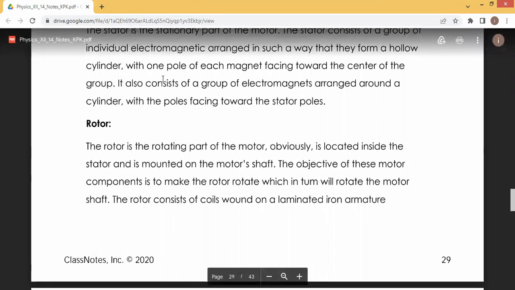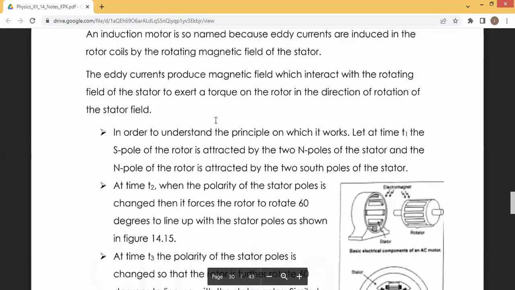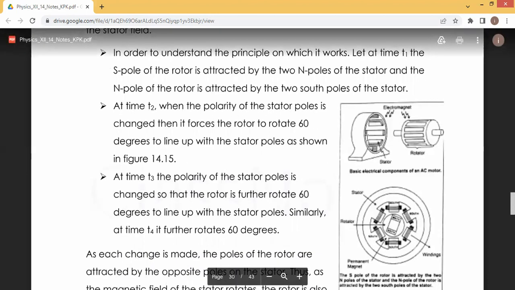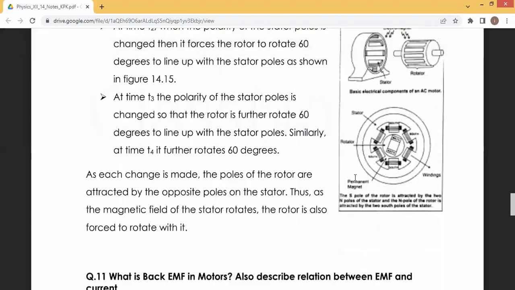The rotor is the rotating part of the motor, located inside the stator and mounted on the motor shaft. The objective of these motor components is to make the rotor rotate, which in turn will rotate the motor shaft. Okay, that's basically the stator, and this is the rotor.